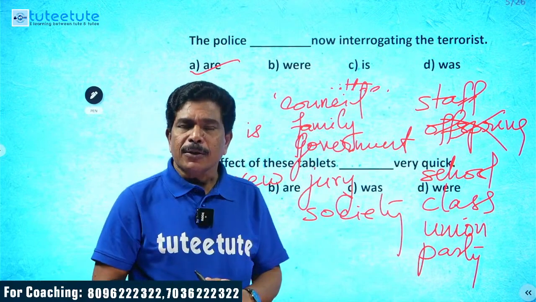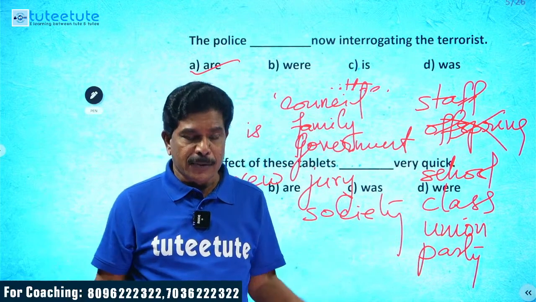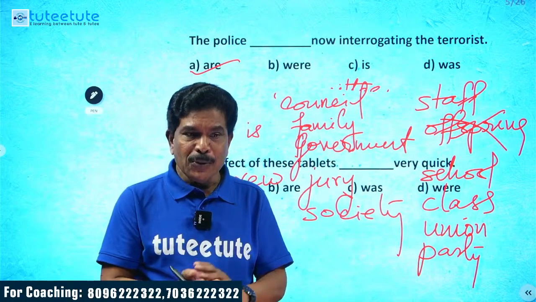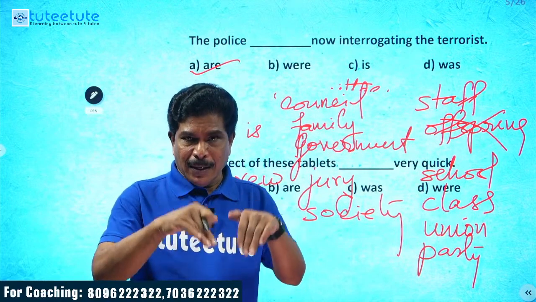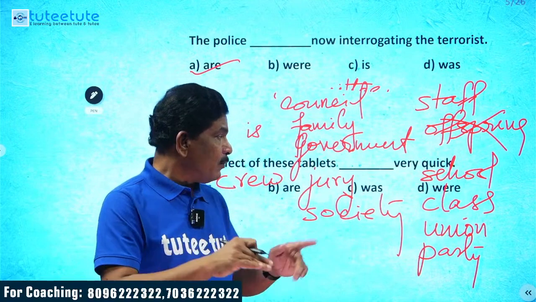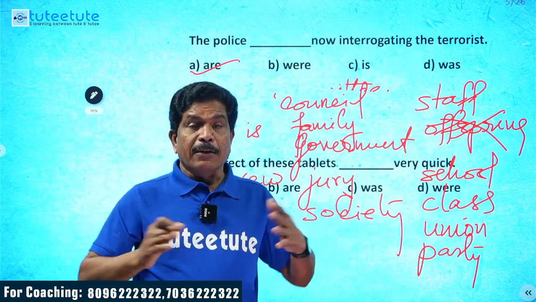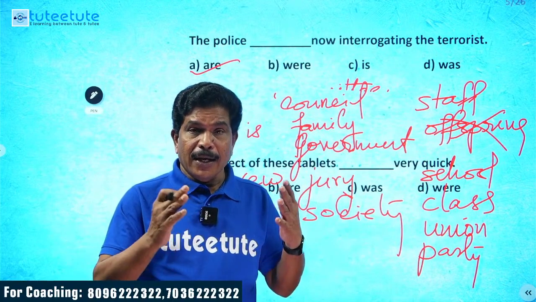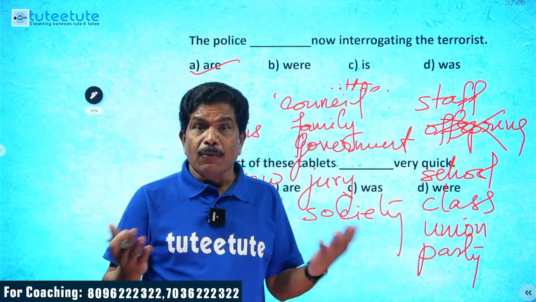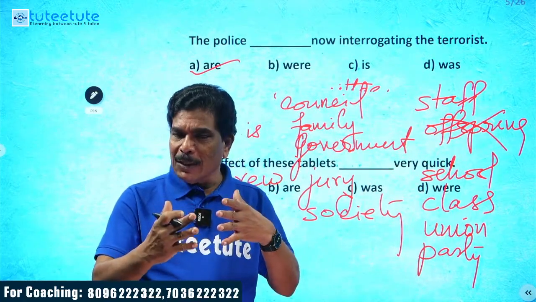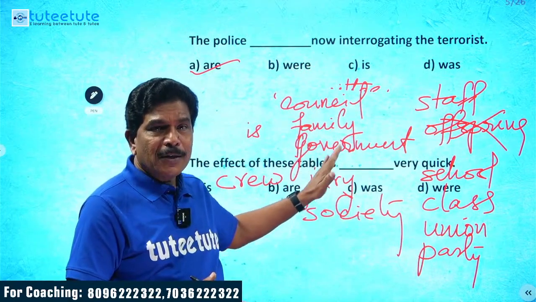Then society. A society consists of many families. Consists is singular because you mention society as an idea, not the people in the society. But when you mention the society are divided in this matter, the society are divided. There you mention the people in the society. So I hope that you have got this.